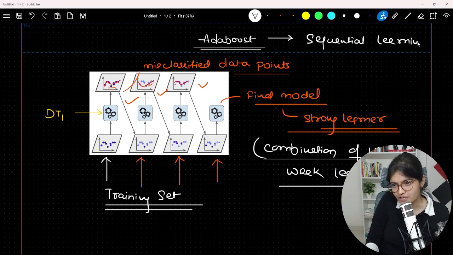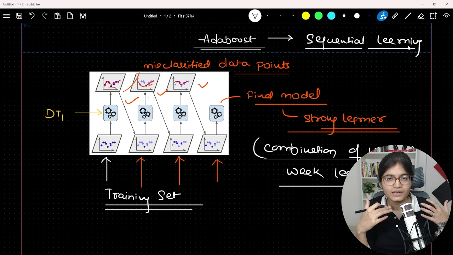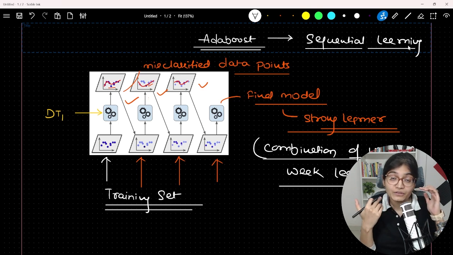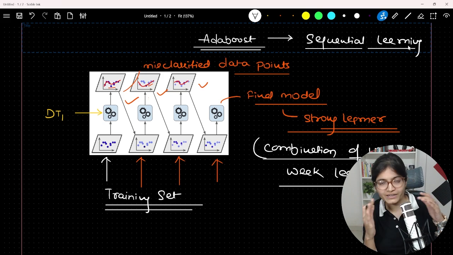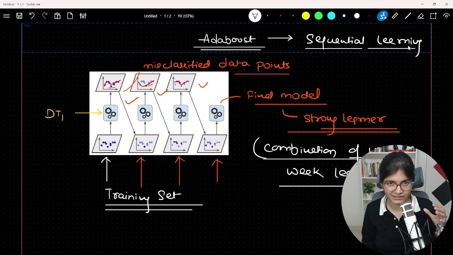Why are we calling it sequential learning? The only reason is that unless I get the result of my first model, or evaluate how many points are misclassified, I won't go to the next model. I won't pass the results to the next upcoming model that we have. That is why it is called sequential learning.